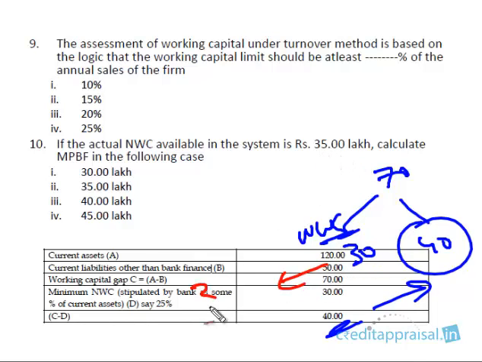So here in this case it's 35, right? In that case, the bank's contribution will come down to that extent. Since 5 lakhs is additional NWC already available in the system, over and above the minimum NWC, it gets reduced from the bank finance. So 35 will be the IBBF, not 40.